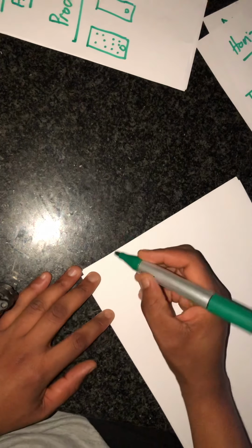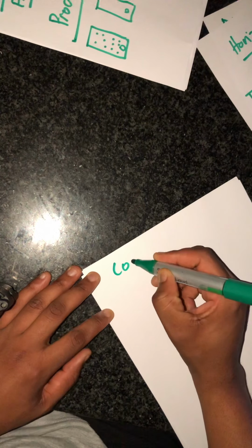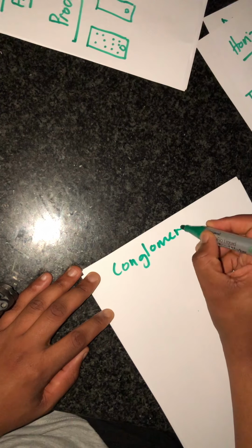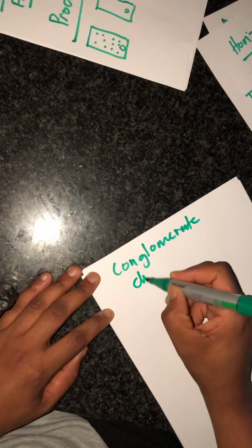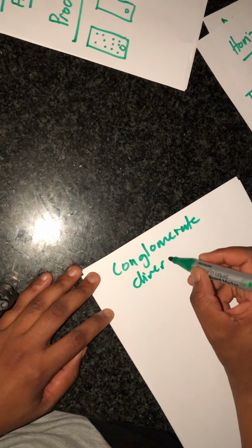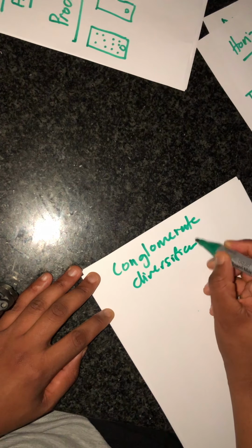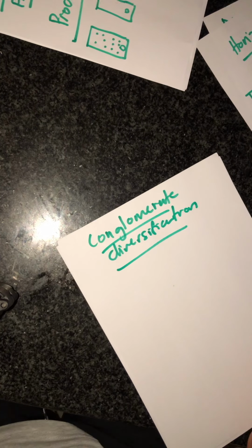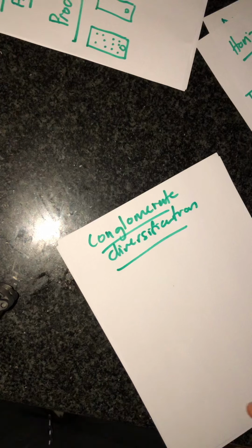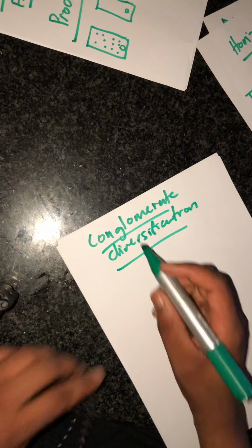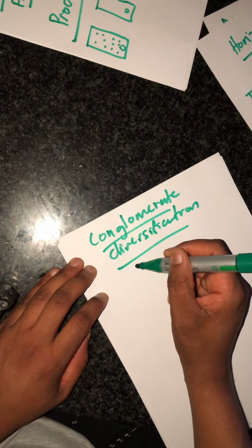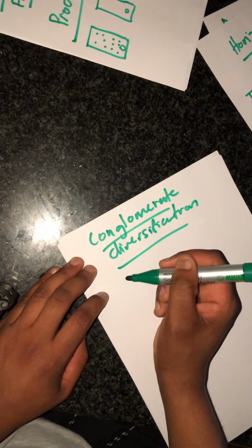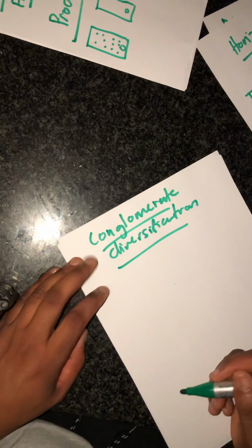And the third one is called conglomerate diversification. Now, for conglomerate diversification, listen to me very carefully. The business adds new products or services that are unrelated to existing products, which may appeal to new groups. New groups of customers, not the same group, but a new group.